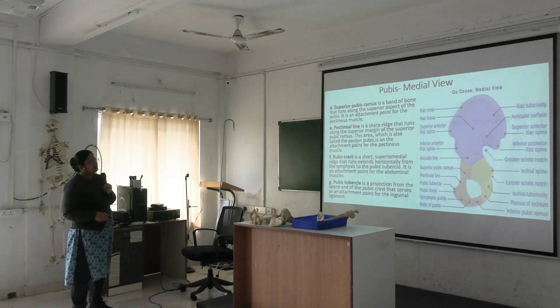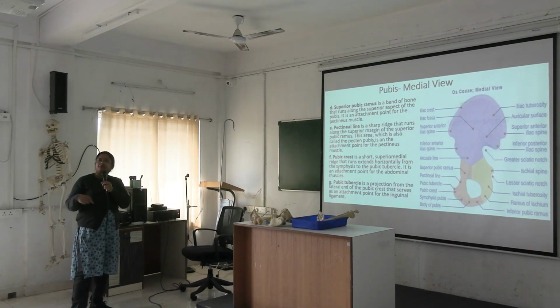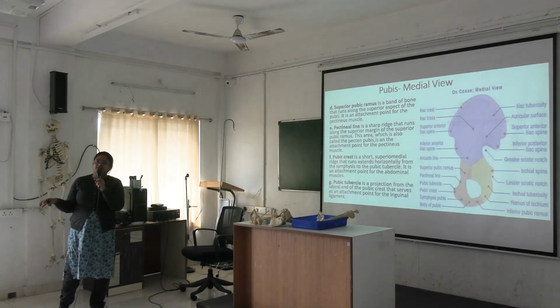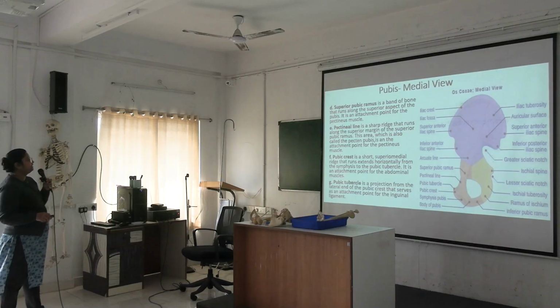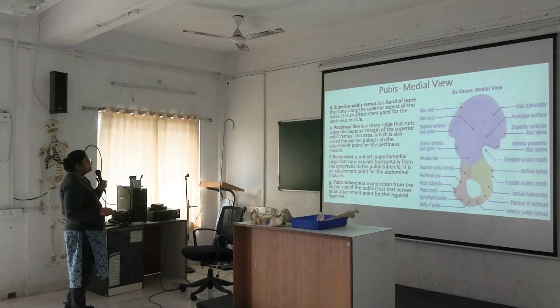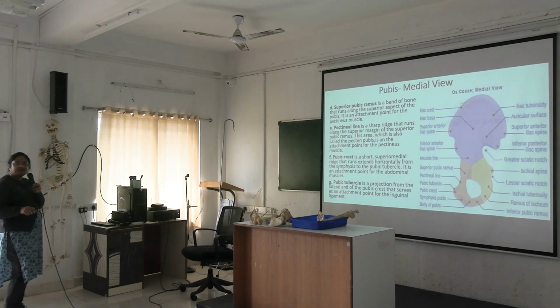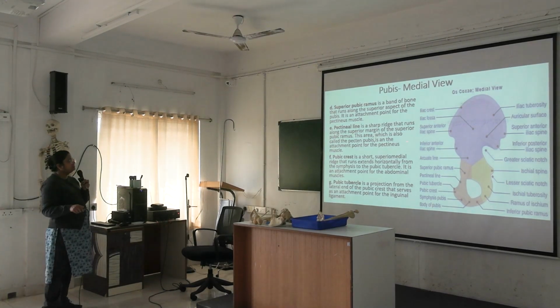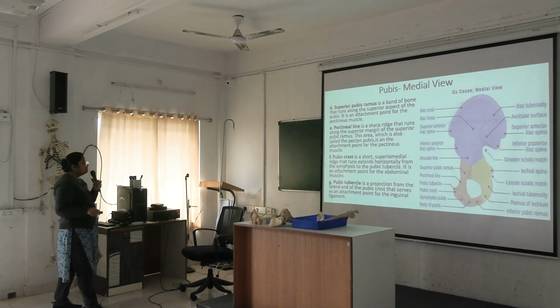And these together, this pectineal line and arcuate line, together form the linea terminalis. Okay, this term is also asked in your viva, linea terminalis. Okay, so this pectineal line you can see here, it is a sharp ridge that runs along the superior margin of the superior pubic ramus, and this area, which is also called pecten pubis, is the attachment point for the pectineus muscle.